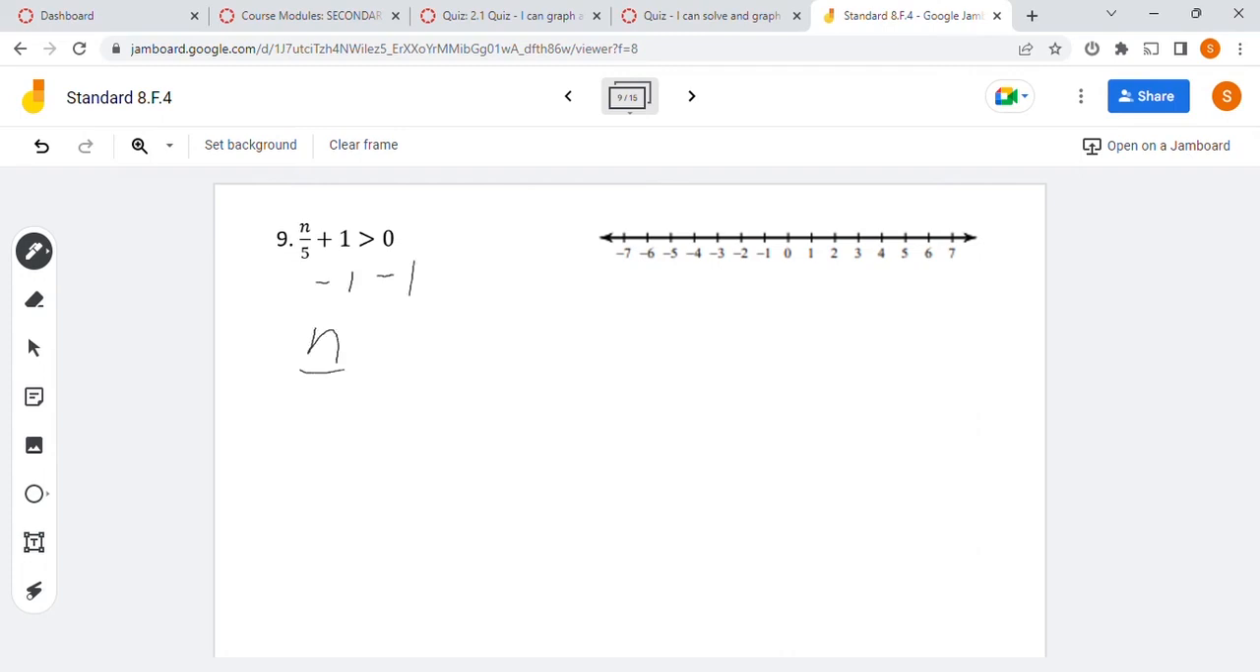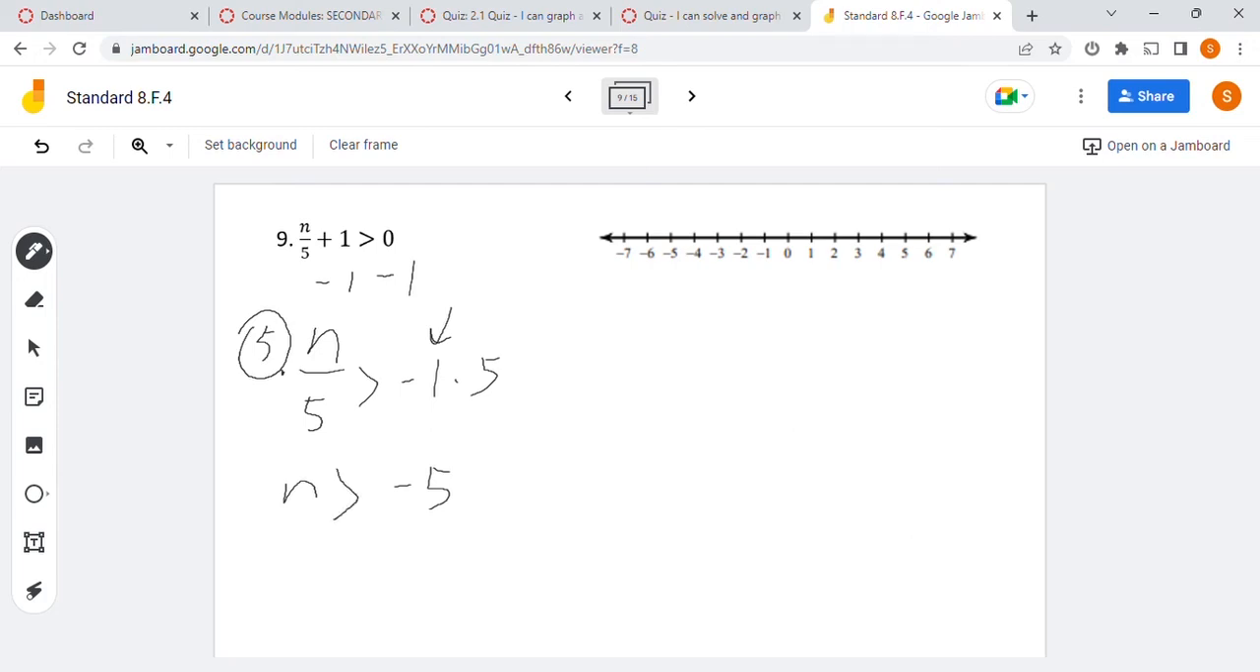That leaves us with n over 5 is greater than -1. Get rid of the 5 by multiplying both sides by 5, and we end up with n and -5 over here. We're going to keep the sign the same direction. Even though this is negative, it's the 5 that matters, so that stays as a greater than symbol.